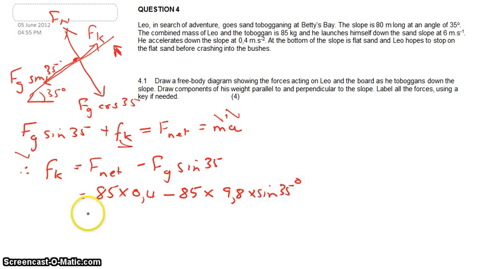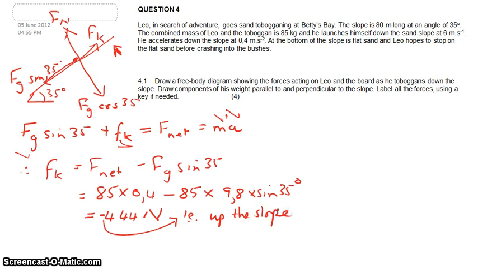And when you punch all of that into your calculator, you get minus 444 newton. Why does my minus keep disappearing? 444. Now what is this? This is a force, so therefore it's in newtons. And the fact that it's negative, what does that mean? I.e., it is up the slope.